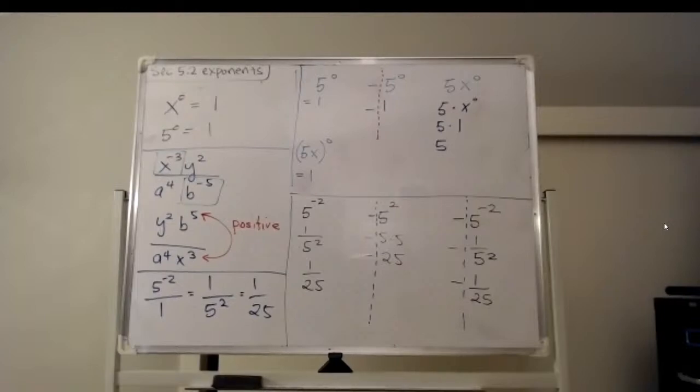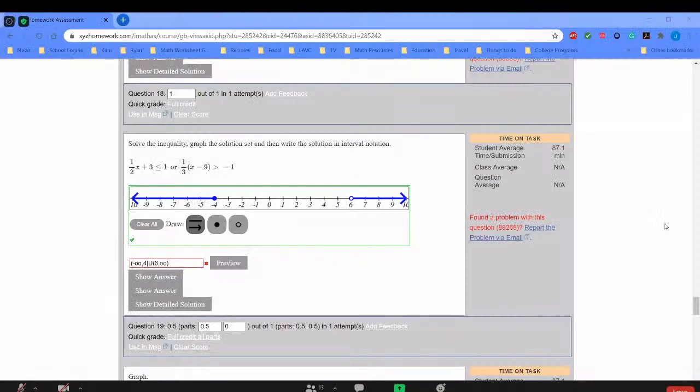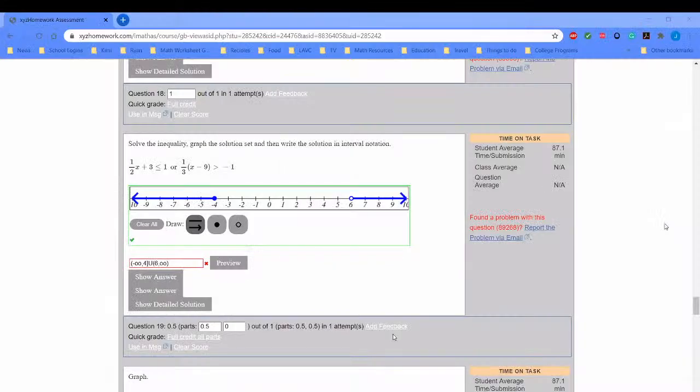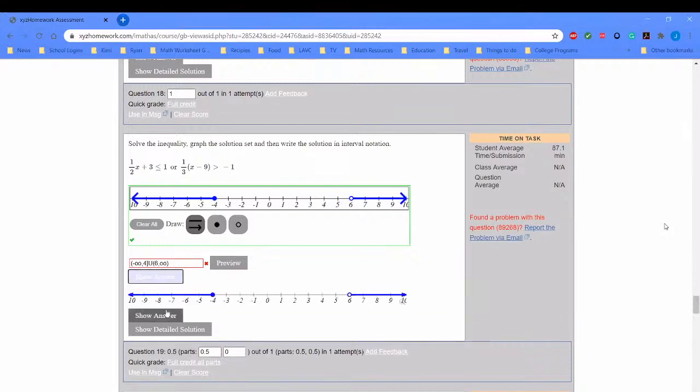Was it 19? Yes, it says 1 over 2x plus 3 is less than or equal to 1. Oh, I see it now. So it's this one right here. Let me show screen, right? This one right here? Yes. Okay, so let's look at the answer. I don't get how the graph can be right and the answer is not right.